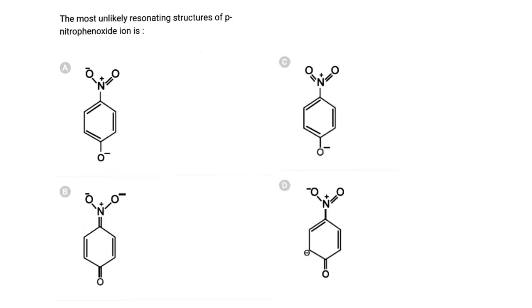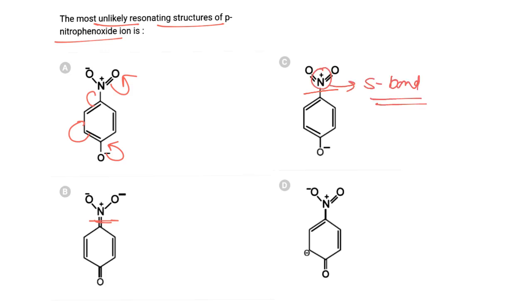In this question, we have to find the most unlikely resonating structure of para-nitrophenoxide ion. Now, the first structure is para-nitrophenoxide ion, and if resonance takes place, the electrons are shifted, and a dianion is formed. This structure is not a preferred resonating structure for para-nitrophenoxide ion, because in this case nitrogen is forming 5 bonds, while the maximum covalency possible for nitrogen is 4. So this is an invalid resonating structure, and hence the correct answer is C.